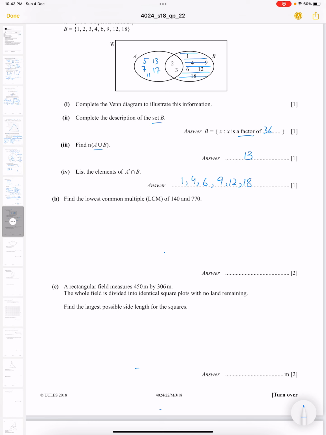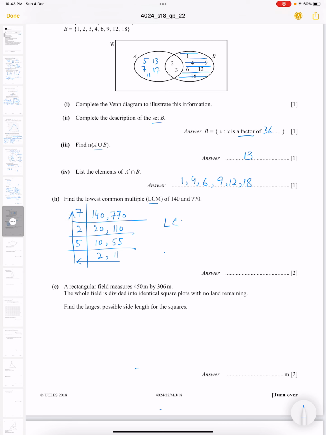Now next B part, find the lowest common multiple, that means LCM, of 140 and 770. So we know the method of finding LCM is by prime factorization of both numbers together. So let's divide them by 7 first. 140 over 7 is 20 and 770 over 7 is 110. Then divide them by 2. We should divide by prime numbers only. So it becomes 10 and 55. Let's divide by 5 then. 2, 11.